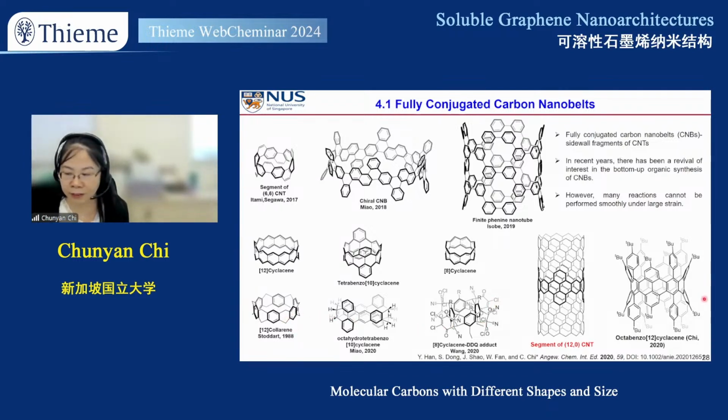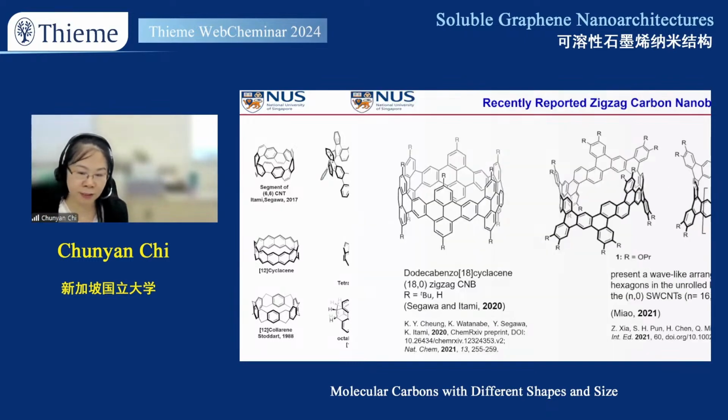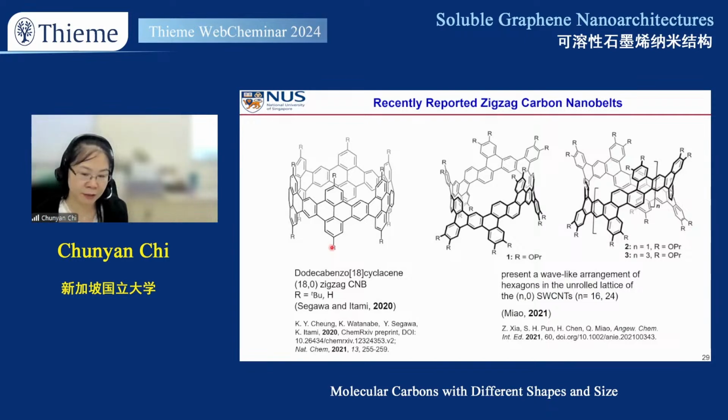In 2020, we designed this molecule, octabenzo[12]cyclacene, and we successfully prepared this compound. It's a segment of the (12,0) carbon nanotube. In 2020, Professor Itami and Segawa also reported this zigzag carbon nanobelt, dodecabenzo[18]cyclacene.